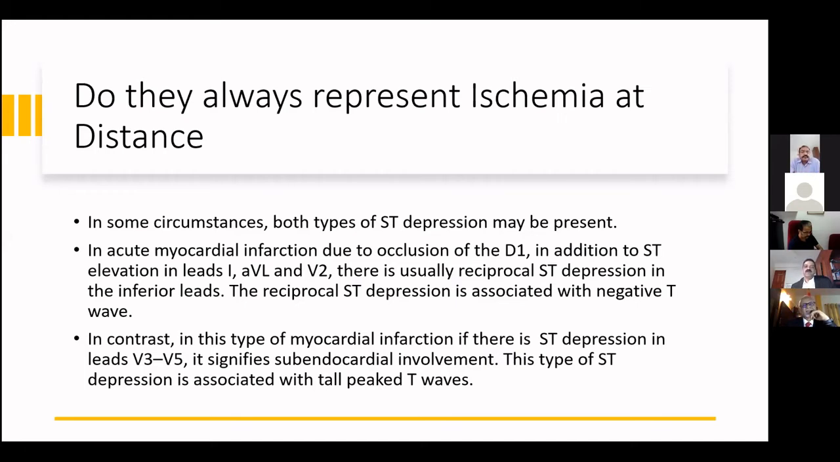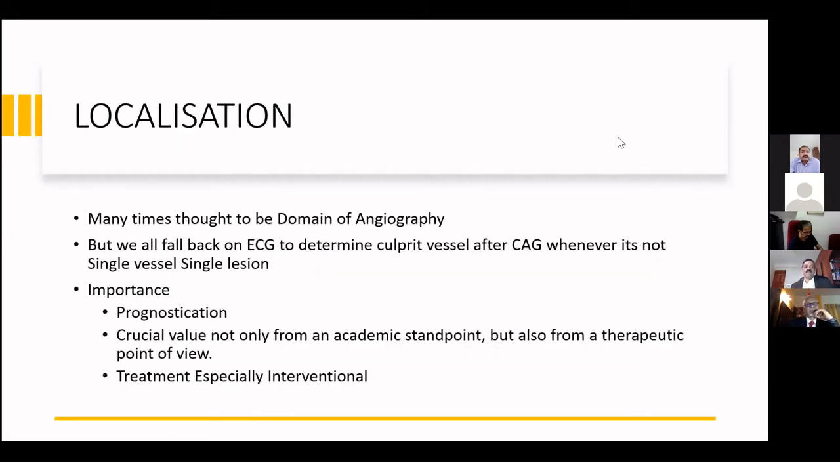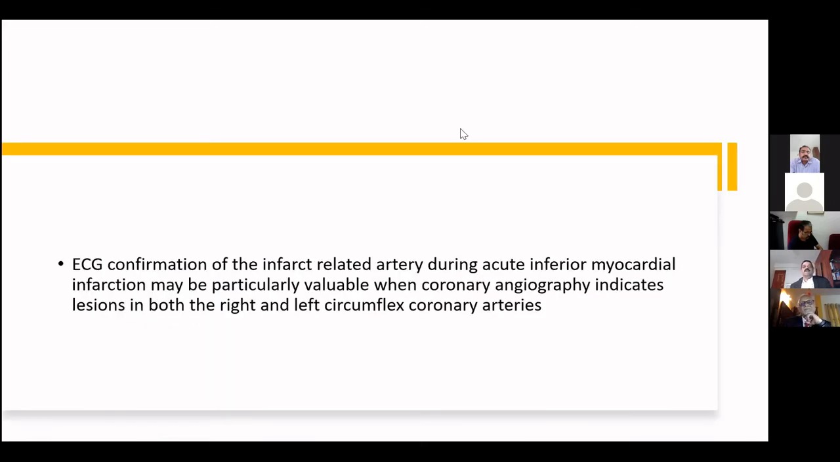So for that, I will touch upon what is called localization based on the ECG. Many times thought to be a domain of angiography, but we all fall back on the ECG because of its own prognostic implication and crucial value, not only from the academic standpoint, but from the therapeutic treatment, especially interventional. We need to be very, very sure which artery is producing the particular changes. There's lots of data which says when you have an MI, you should treat only an infarct related vessel and not all the other vessels in the index event.